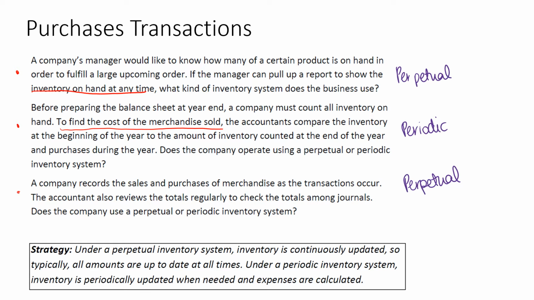And then the last one, a company records the sales and purchases of merchandise as the transactions occur. The accountant also reviews the totals regularly to check the totals among the journals. So this company also uses a perpetual inventory system.